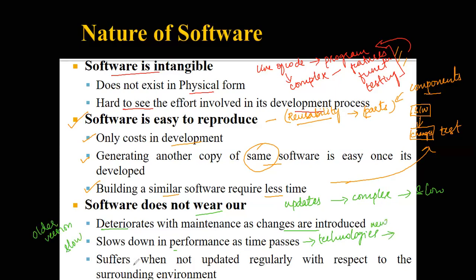The next point is it suffers when not updated regularly with respect to the surrounding environment. In your first point, you've seen that it deteriorates with maintenance as changes are introduced. But if you do not have the minimal updates or the support that are required, the software is also going to suffer. The suffering means it might slow down, it might crash. This is how the software is going to suffer.